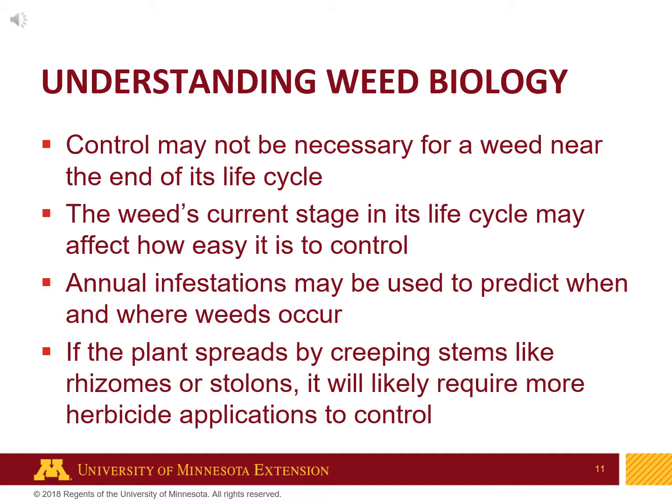Also, if you know of an annual infestation, you can use this information to predict when and where weeds occur for preventative maintenance practices before the next invasion takes place. Most plants that spread by creeping stems are perennials. Consequently, these plants will require more subsequent herbicide applications to control, as their stems provide carbohydrates and points of regrowth as the weeds recover from the herbicide application.